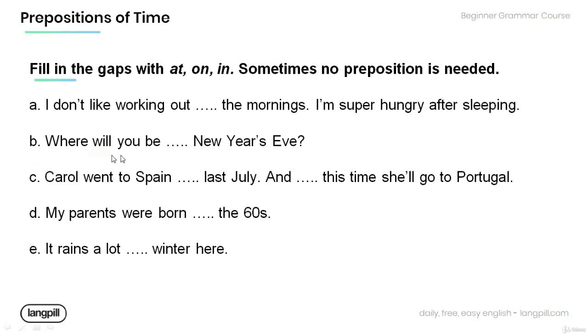B. Where will you be New Year's Eve? C. Carlo went to Spain last June, and this time she'll go to Portugal. D. My parents were born the 60s. E. It rains a lot. Winter here.